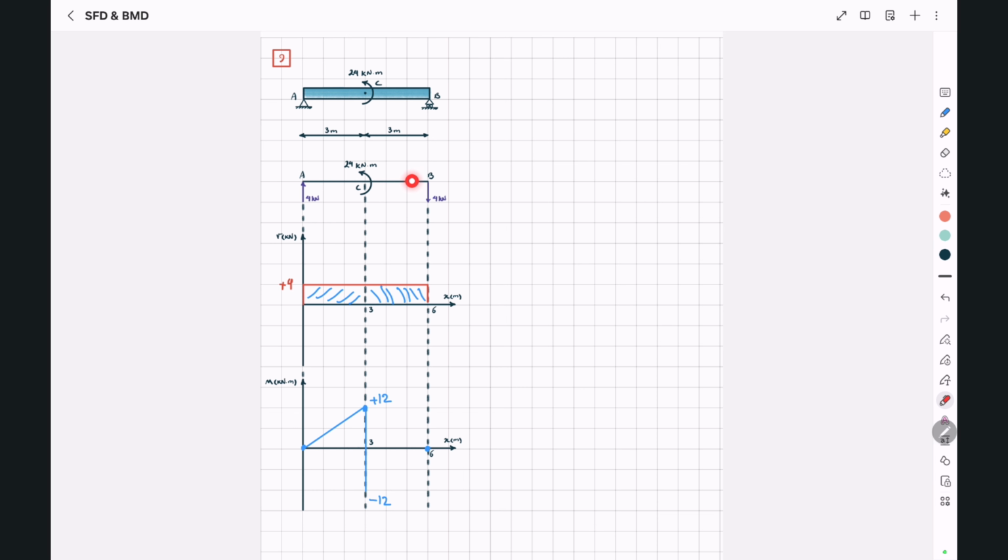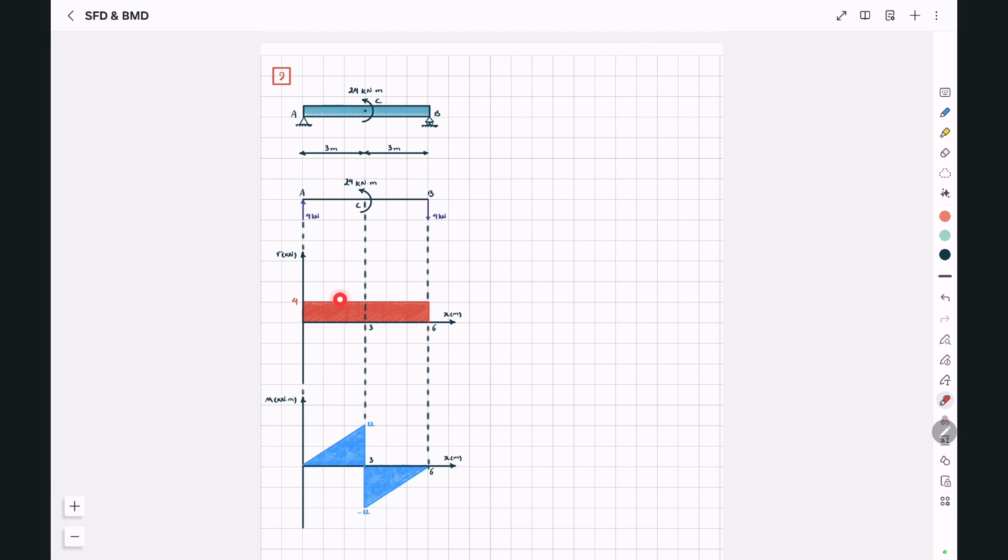And since we don't have any concentrated moments applied between point C and B, we can say that the slope of our moment diagram at any point in between will be equal to the intensity of our shear at that point, which is constantly equal to 4. So the slope of our moment diagram will also remain constant and will be equal to +4.